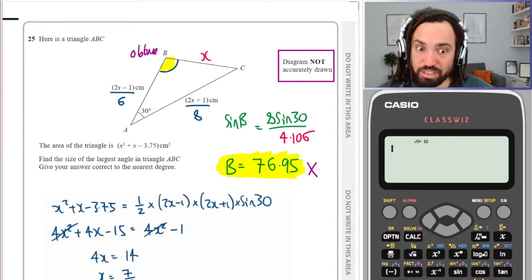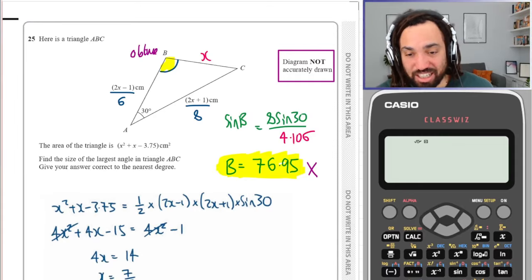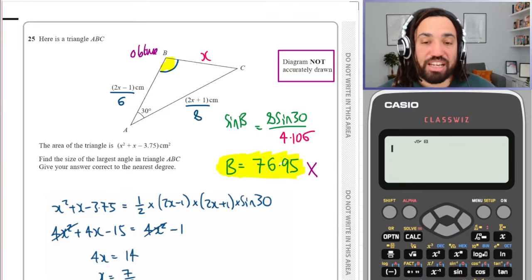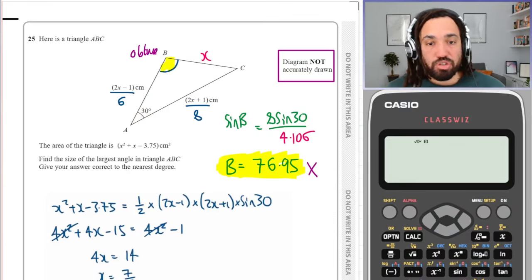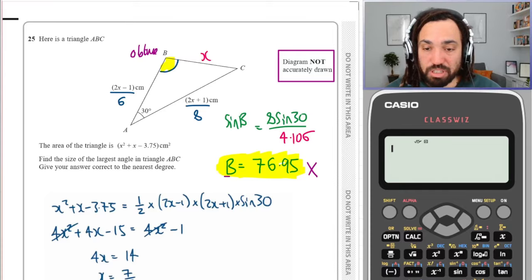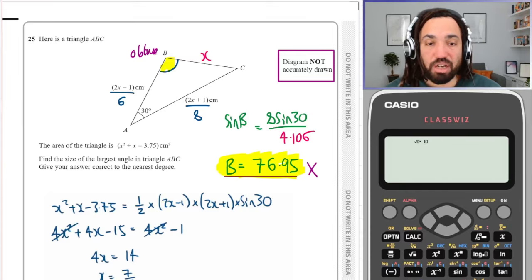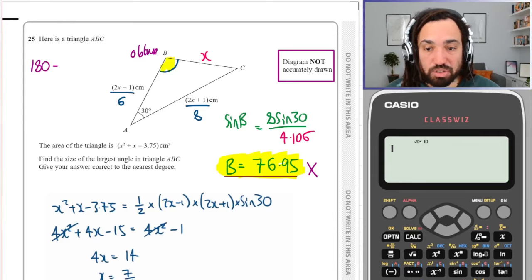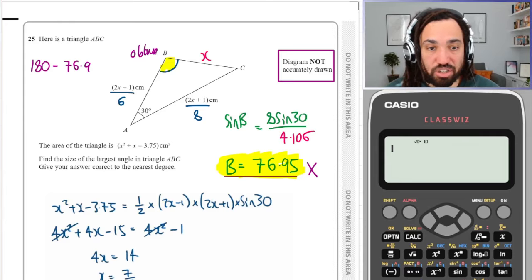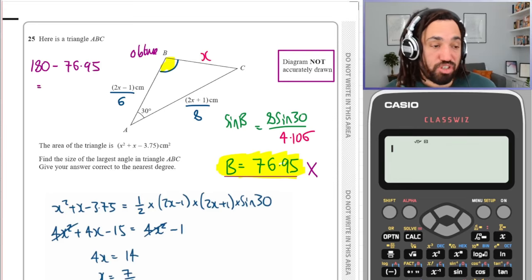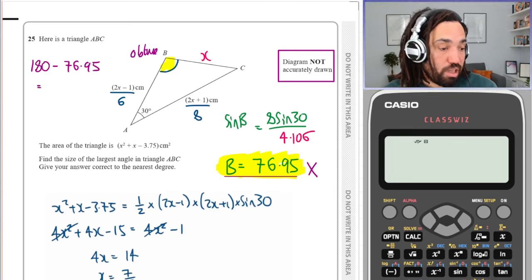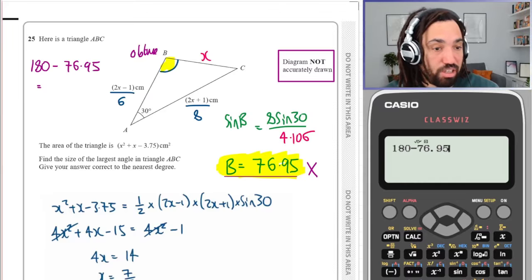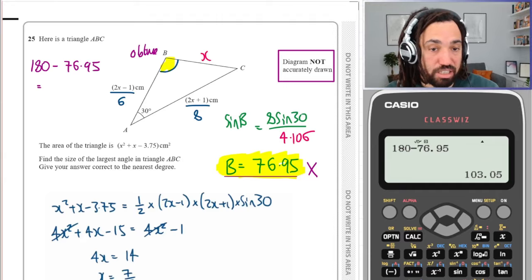So, I'm not bitter, of course not. So, how do we do this then? Well, we should know that when using the sine rule, there are two possible angles. Your calculator will always give you the acute angle, but there is also an obtuse angle which will work, and you find the obtuse angle by doing 180 minus the acute angle. So I should have done 180 minus 76.95, and I should have got this as the correct answer.